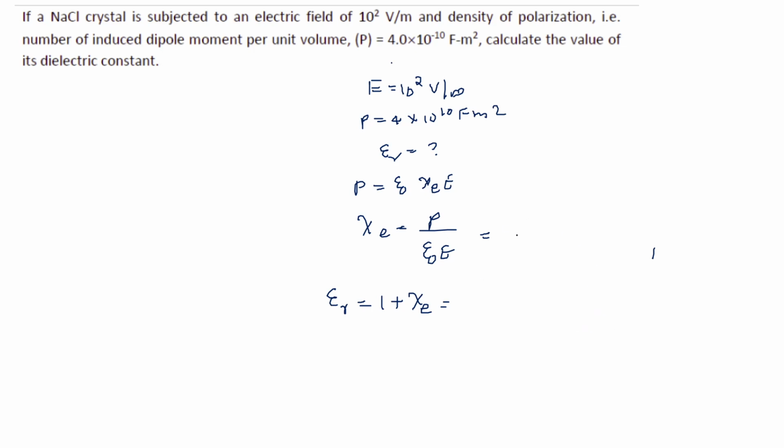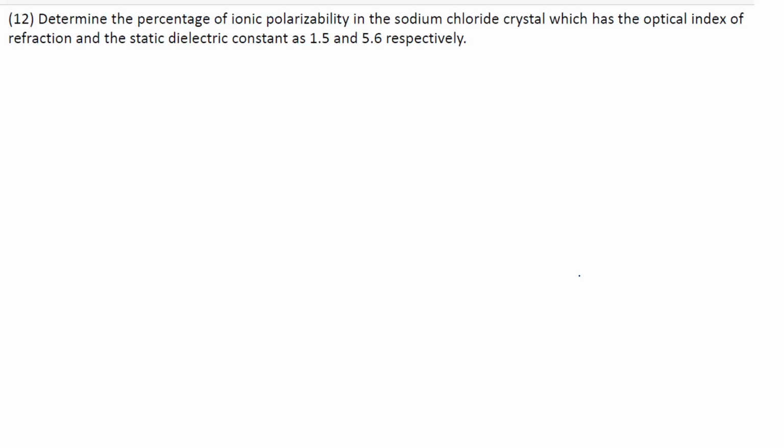So you will get the answer, chi e value will be 0.45. Substitute the P value and epsilon 0 value, then you will get the epsilon r value 1.45. Okay, let us go to the next problem.